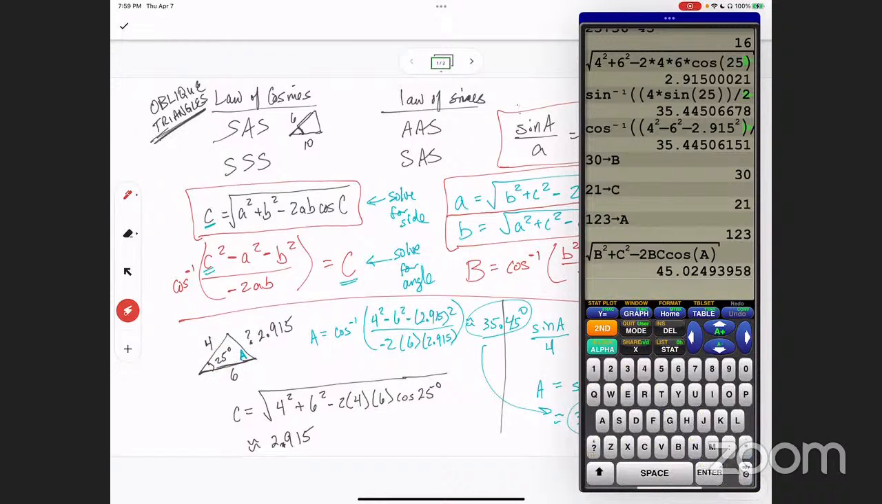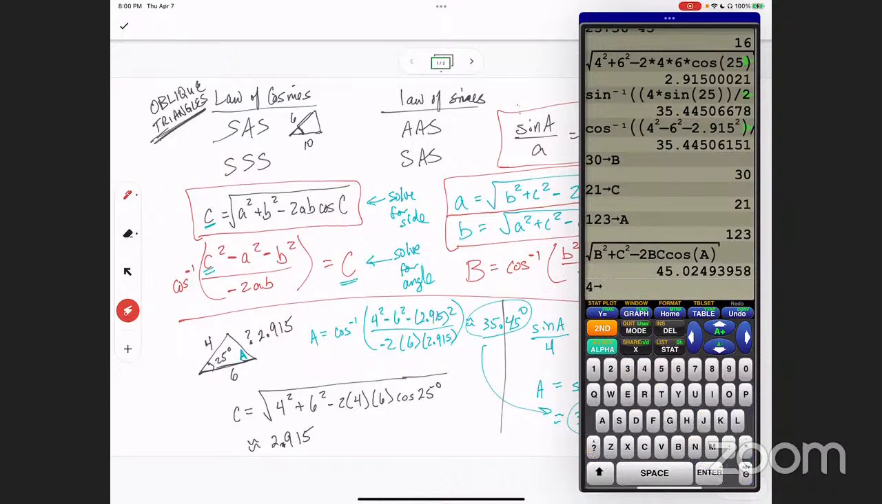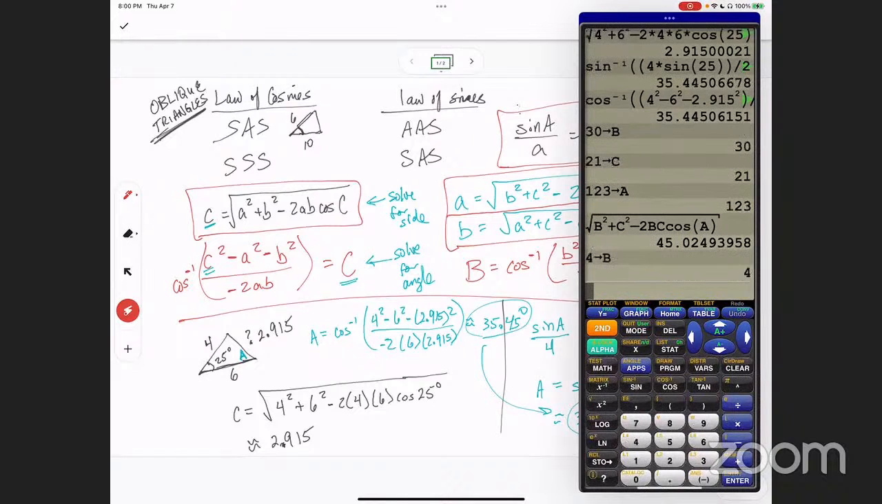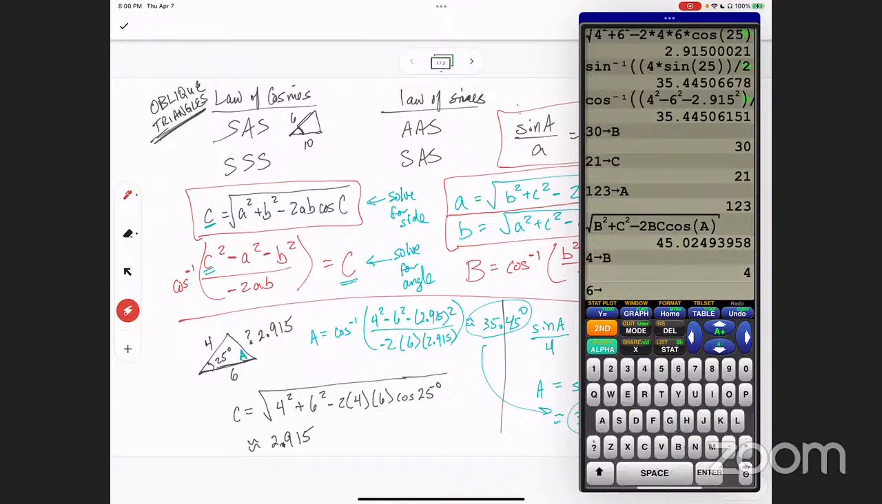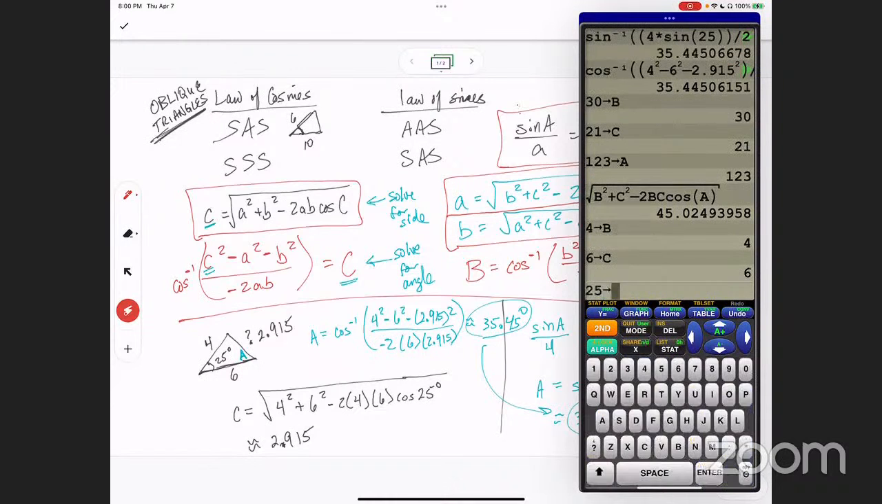Oh, so now you no longer have to actually change the formula. Yeah, you just store it. Exactly. You got it. And you get quicker at doing this. 4 store B, 6 store C, and 25 store A.